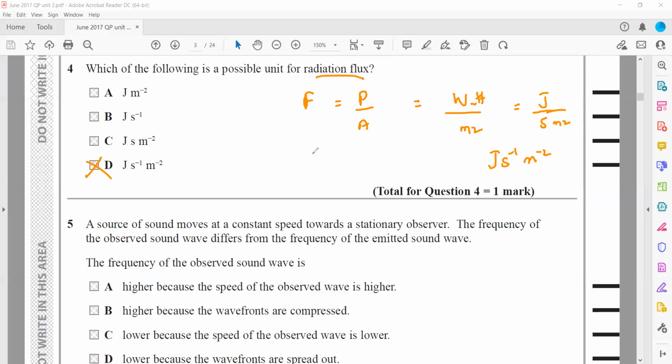So radiation flux, or you can also say intensity, is actually power per unit area. How much energy is coming on unit area every second? That is known as the radiation flux.